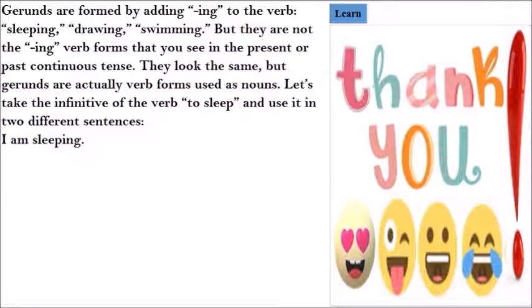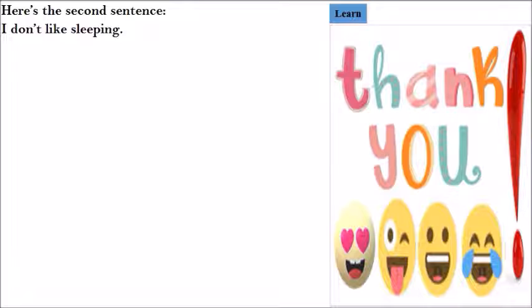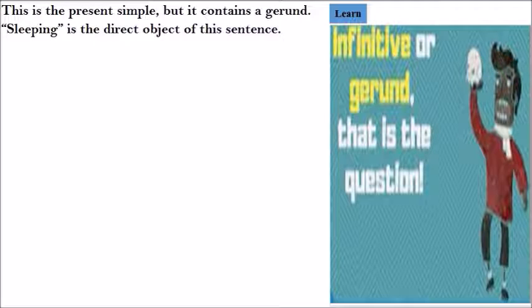Let's take the infinitive of the verb "to sleep" and use it in two different sentences. "I am sleeping." This is the present continuous. Sleeping here is part of the verb. It is not a gerund. Here's the second sentence. "I don't like sleeping." This is the present simple, but it contains a gerund. Sleeping is the direct object of this sentence.